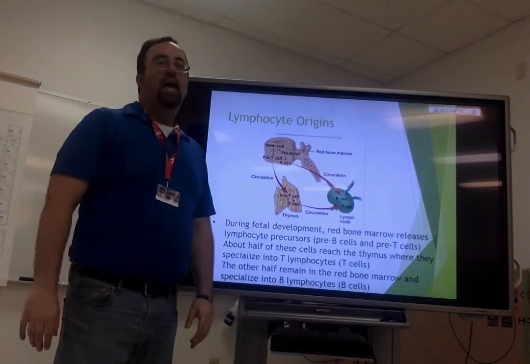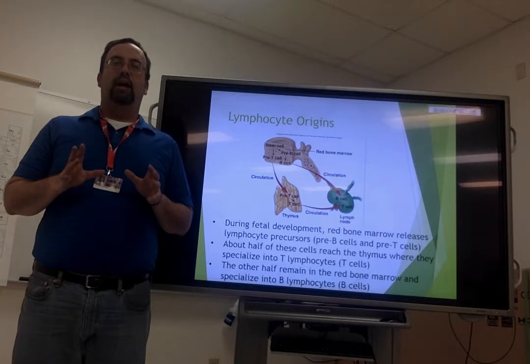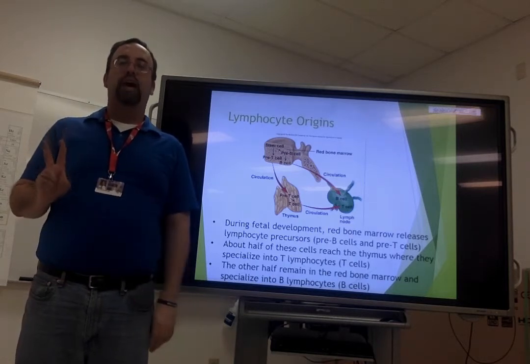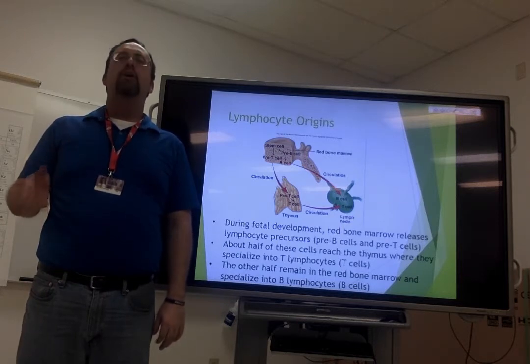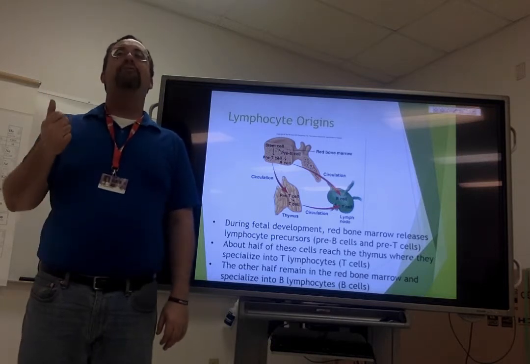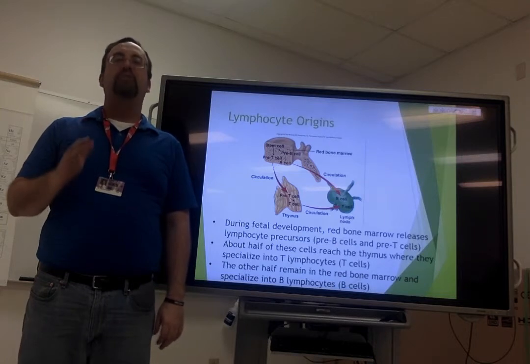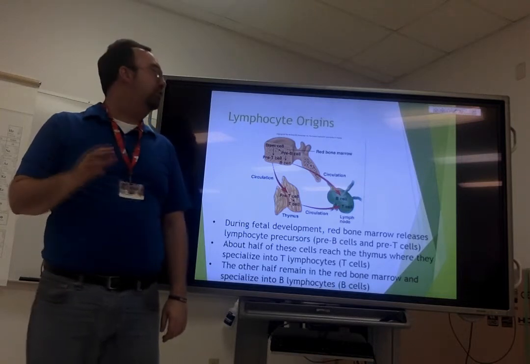All right. We already talked about this when we discussed the lymph nodes. We talked about the fact that there are two different types of cells produced by the lymph: B lymphocytes and T lymphocytes. And remember, the T in T lymphocyte stands for thymus, because that's where they originate from.